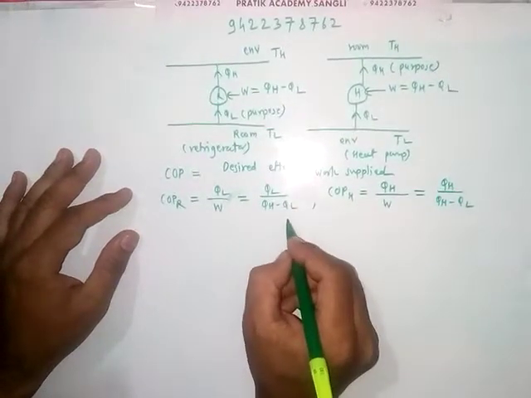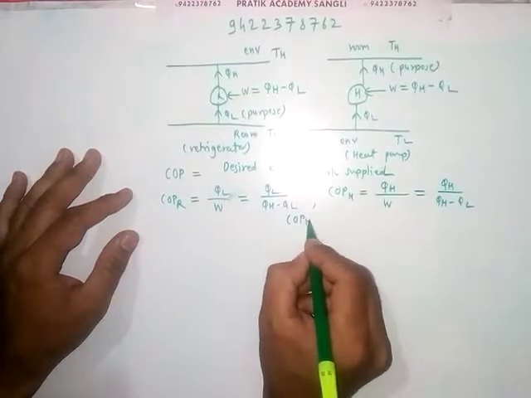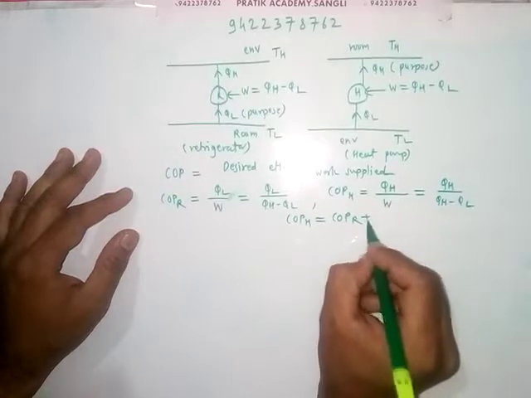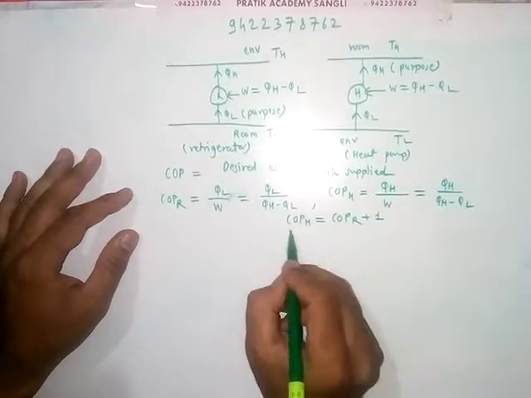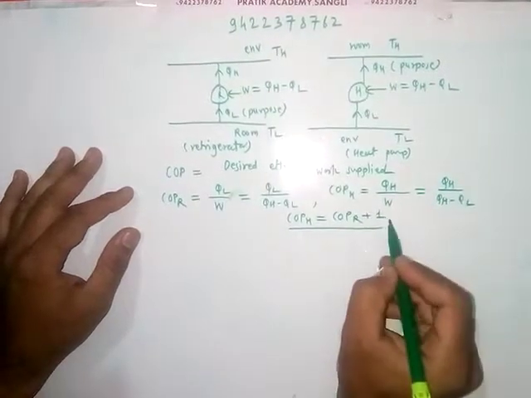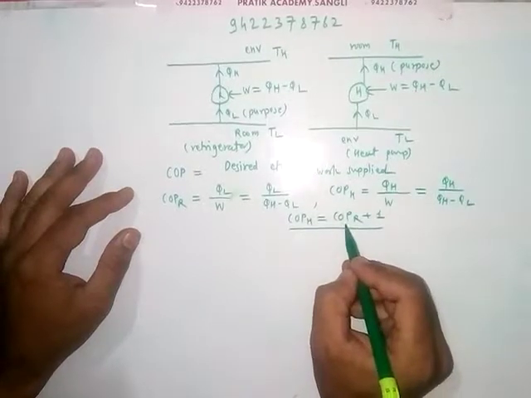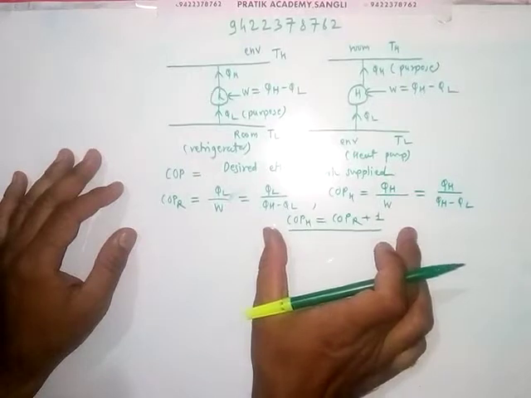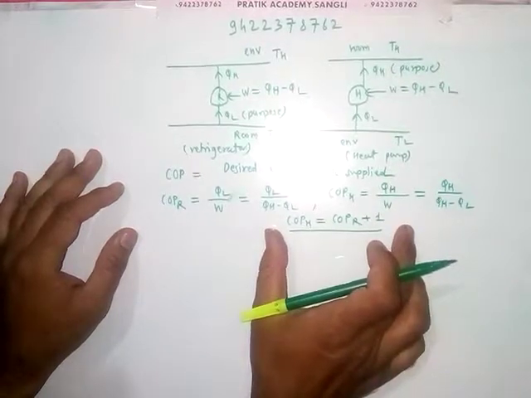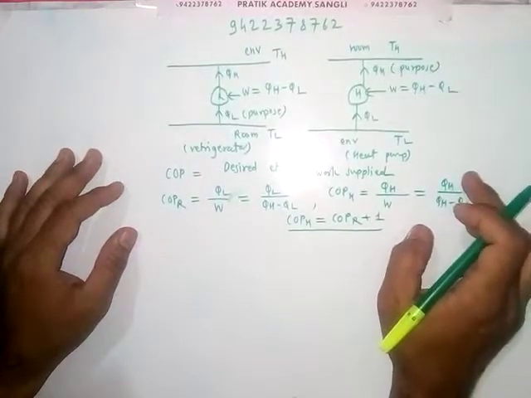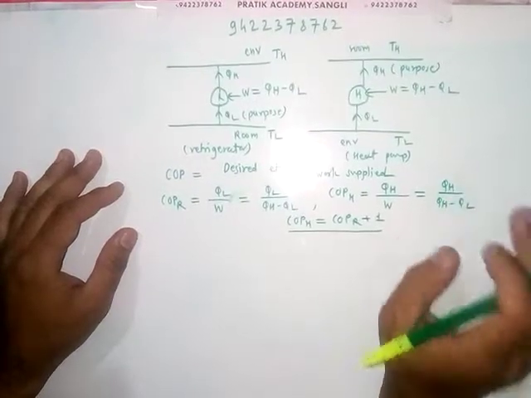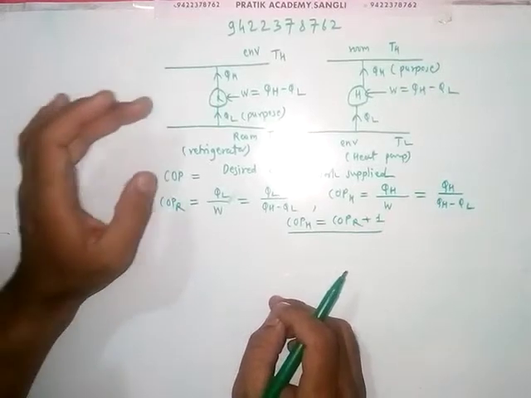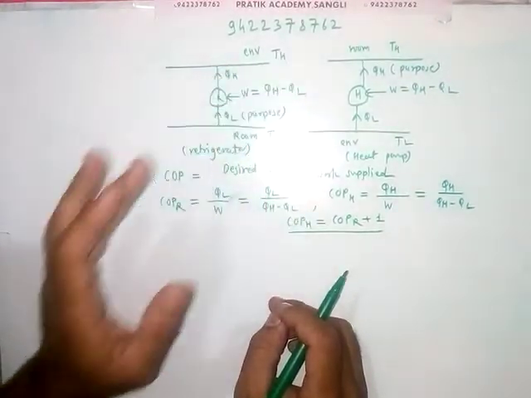And there is one interesting relation between the COP of the heat pump and the COP of the refrigerator: the COP of the heat pump is always greater than that of the COP of the refrigerator by 1. So this is the relation. This is a simple relation. You can obtain this by simply putting the value of QH in this equation. Okay, so this is the refrigerator and heat pump.